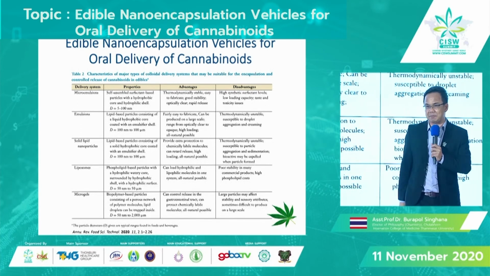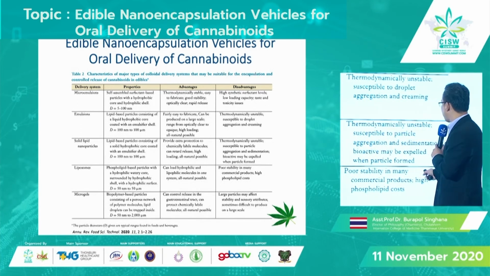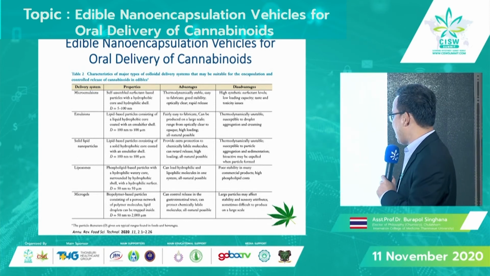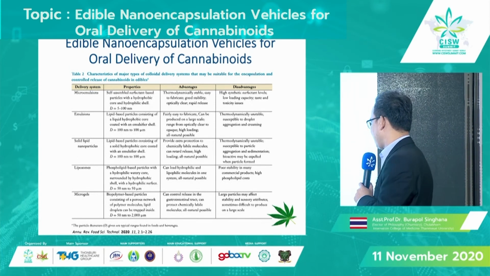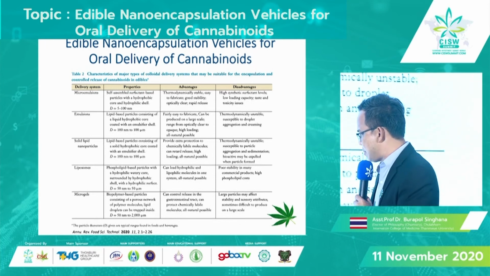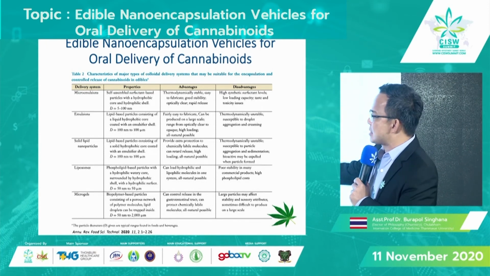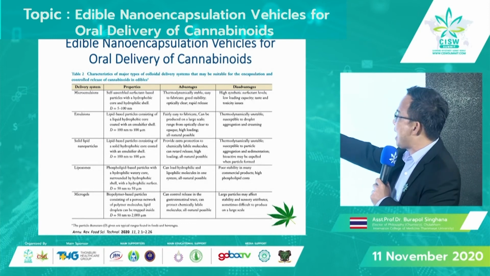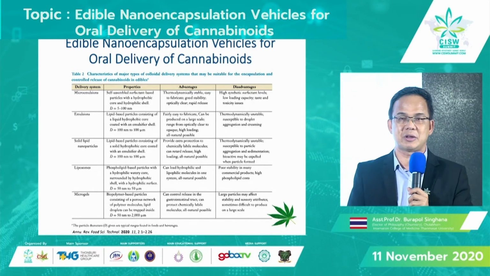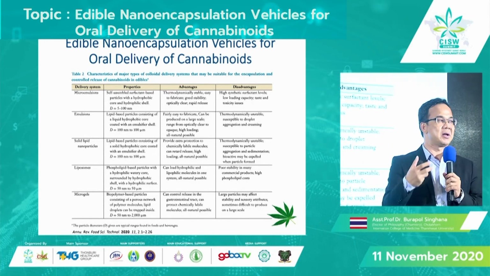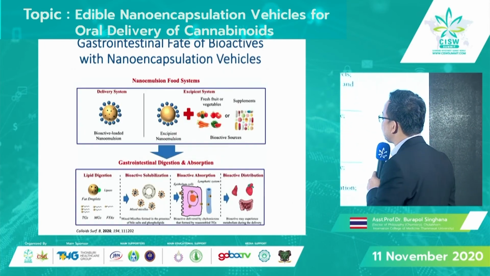in one system. But the bad thing for this system is poor stability in many commercial products, and importing the building block is so expensive. Phospholipid is expensive. There is another system used in making an edible nanoencapsulation vehicle, or edible nano carrier, to deliver cannabinoids.